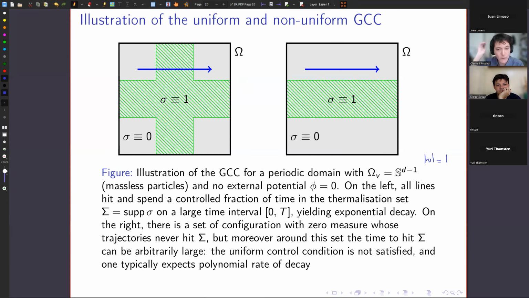Now, if you look at the picture on the right, you will still satisfy a very degenerate control condition, but it's not uniform. Because if my photon happens to be following exactly a horizontal velocity, it will never enter the green zone. Obviously, such velocities have measure 0. If you remove this measure 0 set, there will always be a little angle, and at some point, you will enter the green area. I forgot to say that my domains are periodic, sorry.